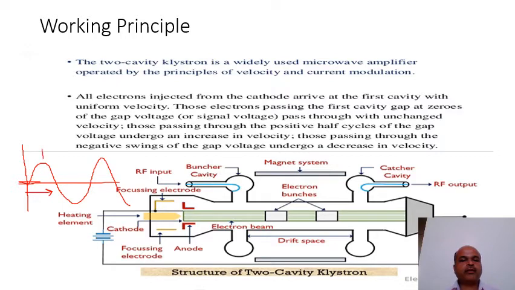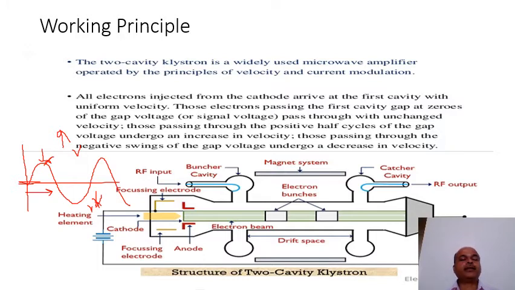Electrons passing through the positive half cycle of the gap voltage undergo an increase in velocity, but in the negative half cycle there is a decrease in velocity. So when the gap voltage is zero, electrons pass with unchanged velocity; during the positive half cycle of the gap voltage, velocity increases; and during the negative half cycle, velocity decreases.